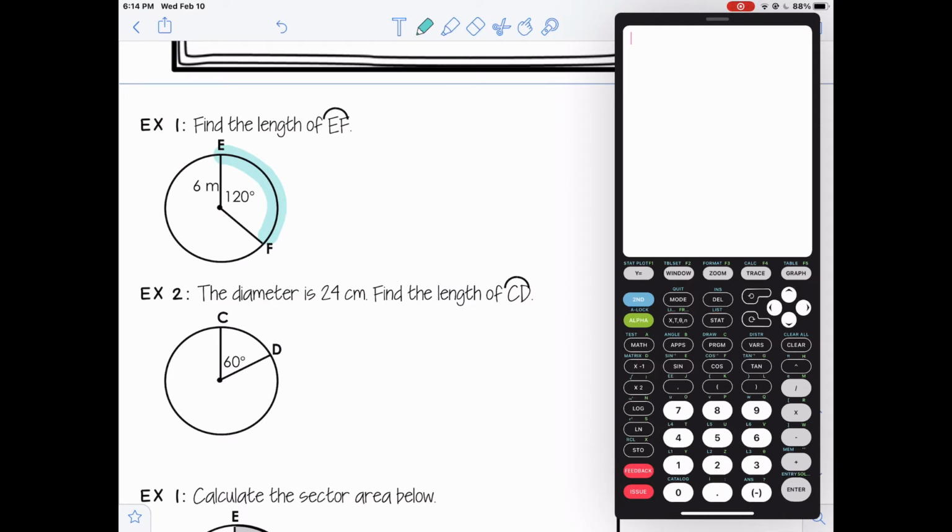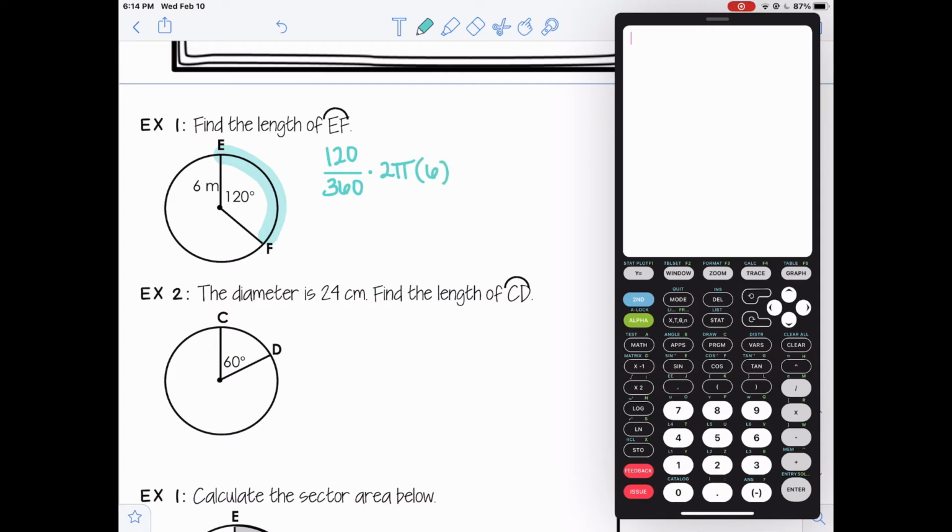Okay, so EF, we have a radius of 6 meters. That's from the center point out to E, and then my central angle here notated in the middle of my circle, 120. So we're going to plug those things into our formula. We take x, which is 120, over 360. So that tells us what fraction of the circle we're looking at. Then we're going to multiply it by the total circumference, which is 2 pi r. Remember, we said our radius was 6.